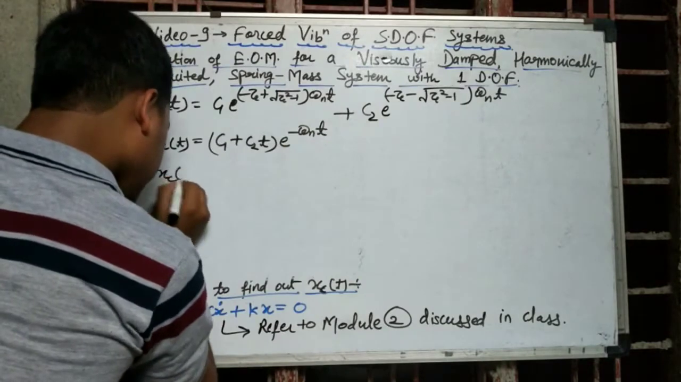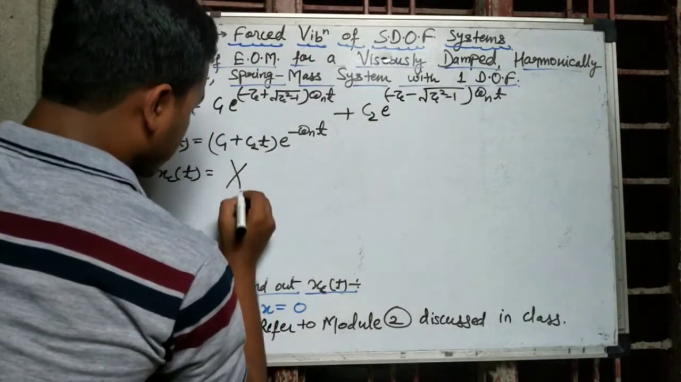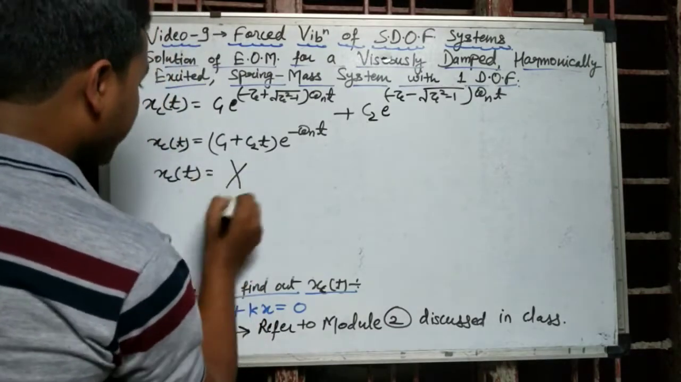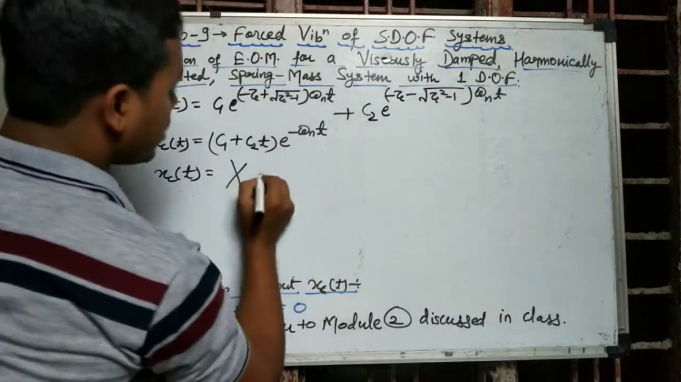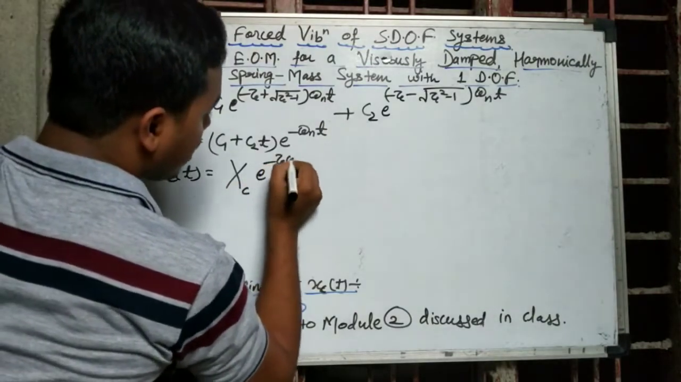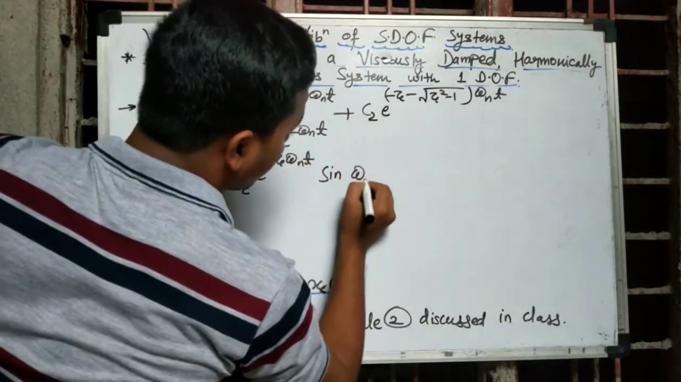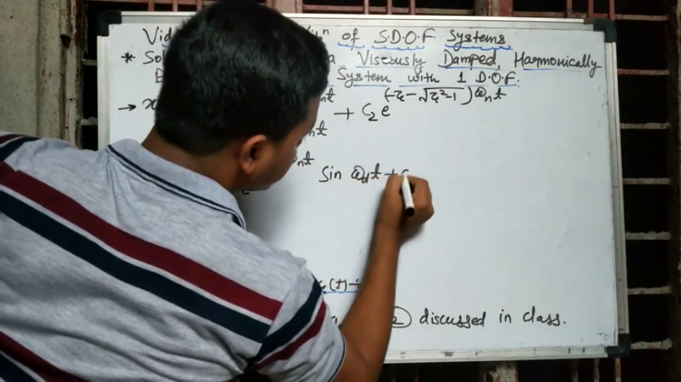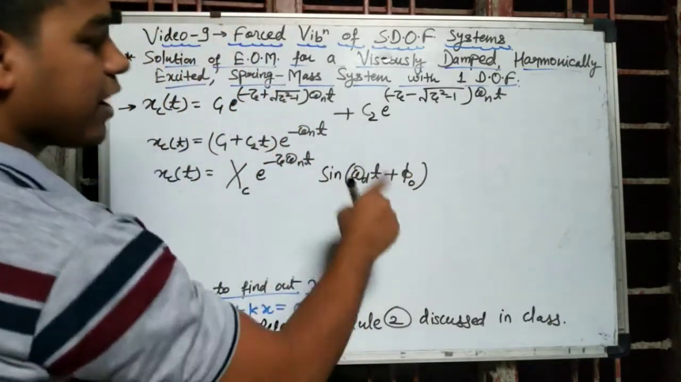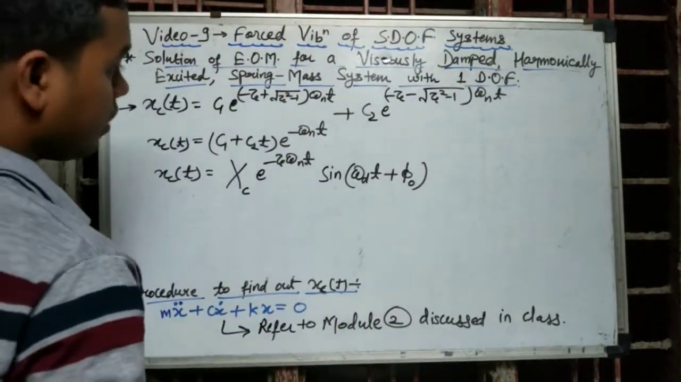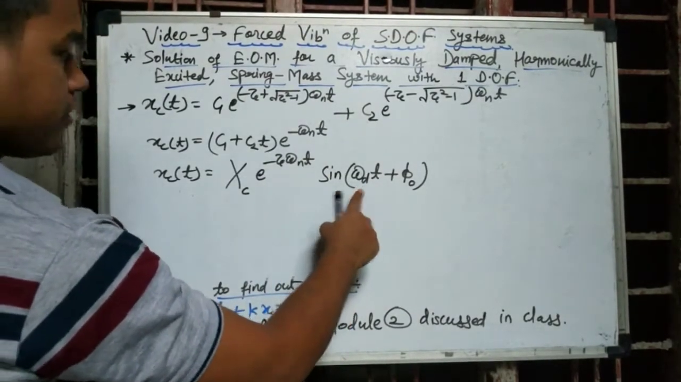Or x_c(t) may be capital X, where this capital X is the amplitude for the complementary function. I'll write capital X_c e to the power minus zeta omega n t into sine omega d t plus phi. Instead of phi, I am going to write phi naught here, because phi I'll use for some other reference. What is omega d here? This is the damped frequency.